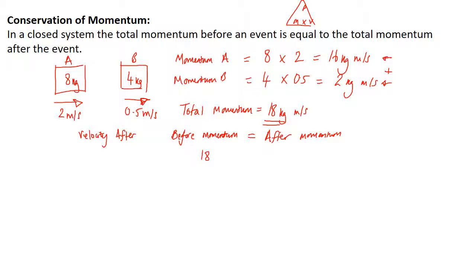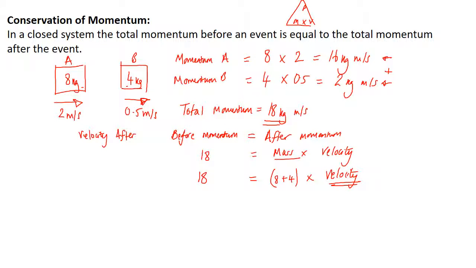Now how do we calculate momentum? Remember, we calculate momentum by doing mass times velocity. So do we know a mass? Well, yeah, we do, because we've got these two masses here. So the momentum before the collision is equal to the total mass, which is going to be 8 plus 4, which equals 12, times your velocity.